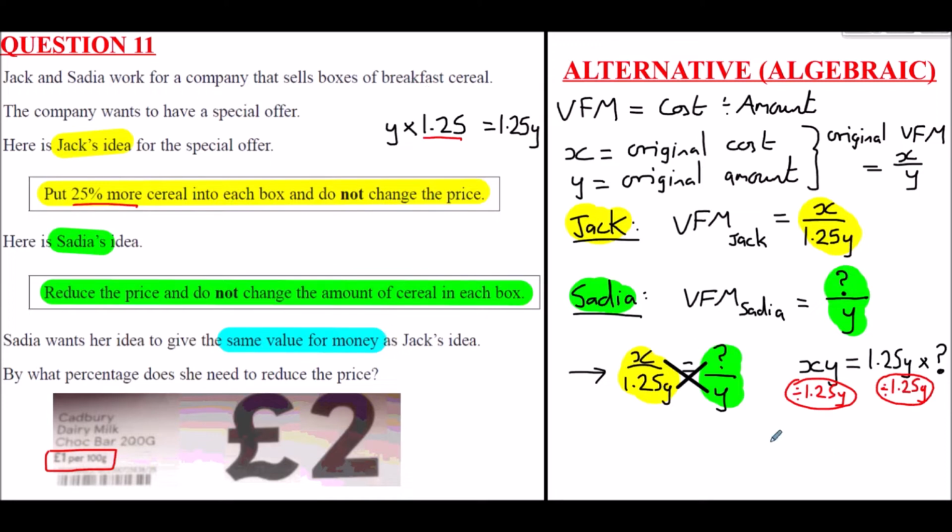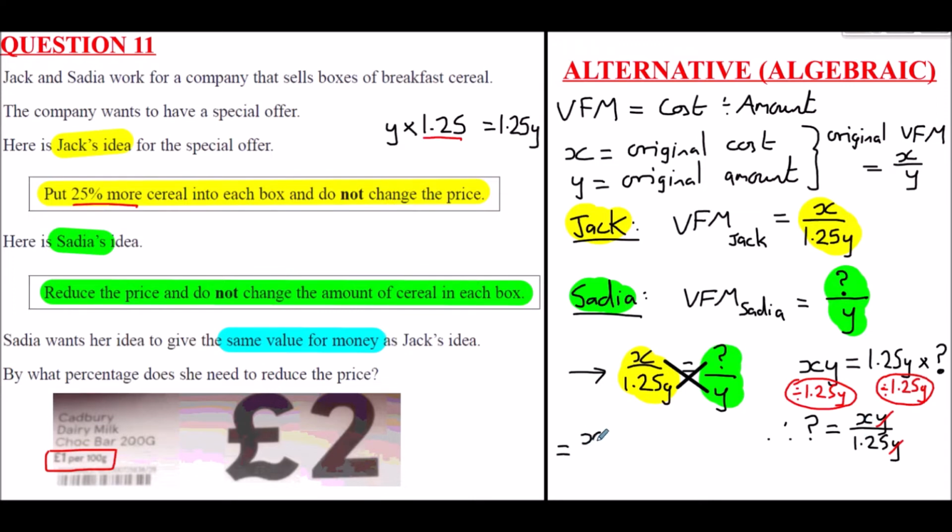Okay, so therefore, what she wants to sell it for will be xy divided by 1.25y. So you'll see here, because we've got a y at the top and the bottom, the y's will cancel. So it's got x divided by 1.25.